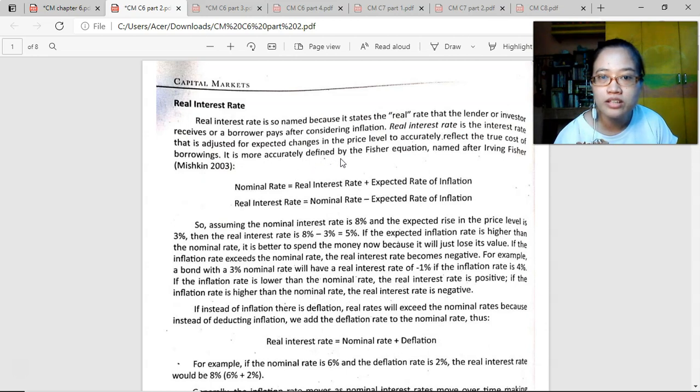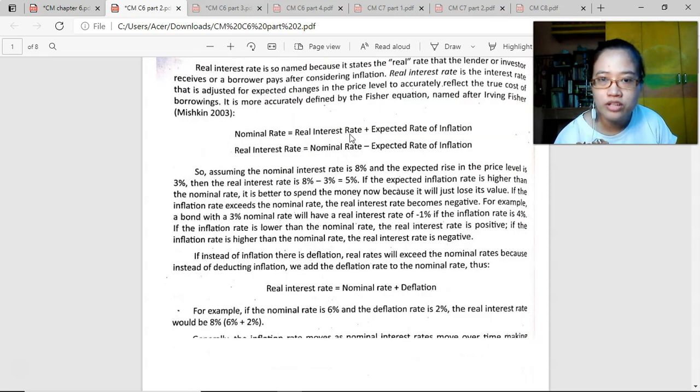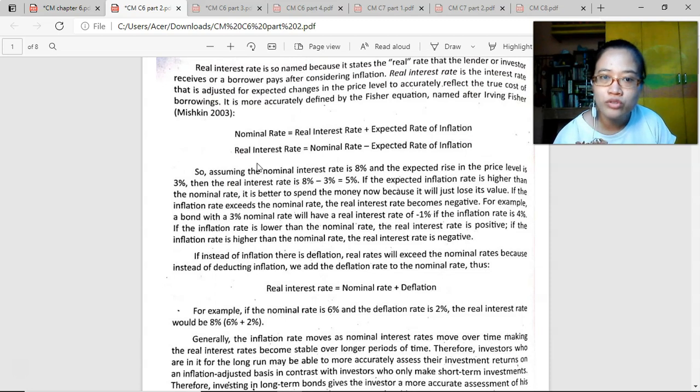So it is more accurately defined by the Fisher equation, named after Irving Fisher. So nominal rate, you have your interest rate plus the expected rate of inflation. Tapos yung real interest rate naman, nominal rate minus the expected rate of inflation. Normally, tawag dito, yung real interest rate is mas mababa compared to nominal rate.